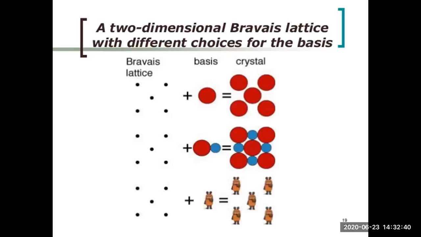Next is a two-dimensional Bravais lattice with different choices for the bases. These are the different lattice, basis, and crystal. Yes. So if you are looking at the bottom, the last one, we can say it's an army of soldiers. As we have a collection of soldiers, you will have to give them a different shape.